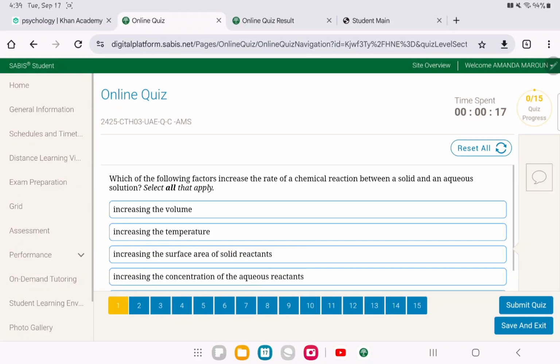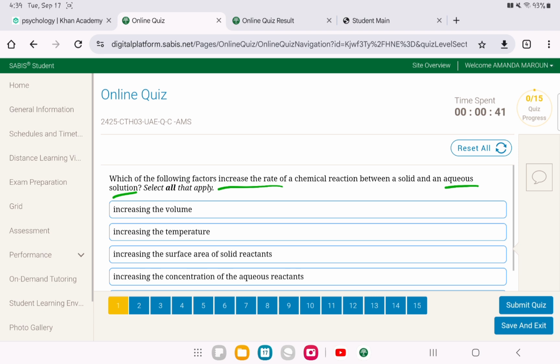Hello guys, so today I'll be explaining the chemistry quiz of term 1 week 4. Let's start. Which of the following factors increase the rate of a chemical reaction between a solid and an aqueous solution? So take any solid and any aqueous solution. Aqueous means it's a liquid or water, more specifically water, not a liquid, okay?